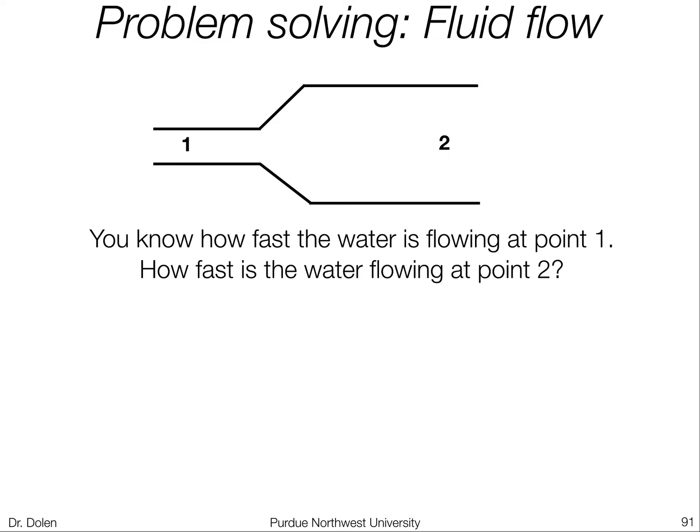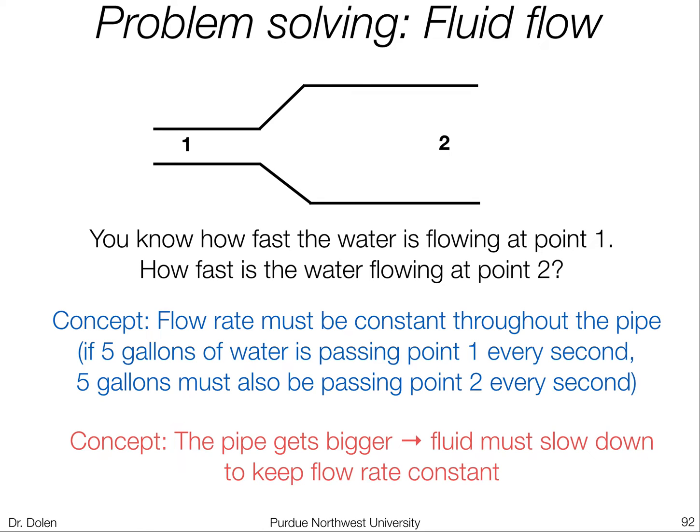A type of problem you could see is you have the volume flow rate and the speed of the water at point 1, and I want to know how fast the water is flowing at point 2. So you have to bring in that conceptual understanding. The flow rate must be constant throughout the pipe. If 5 gallons of water is passing point 1 every second, 5 gallons of water must also be passing point 2 every second.